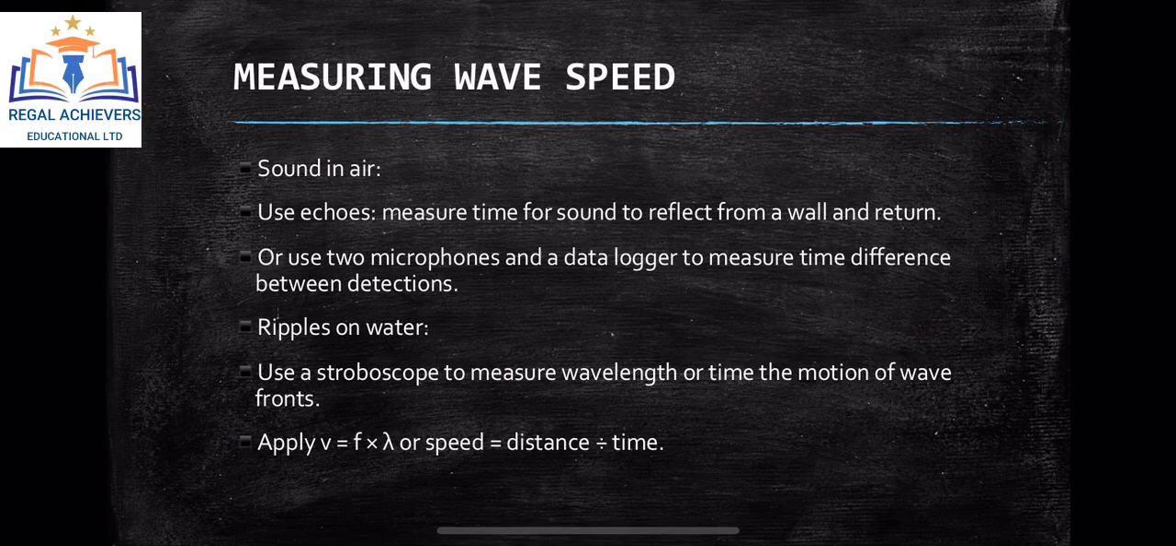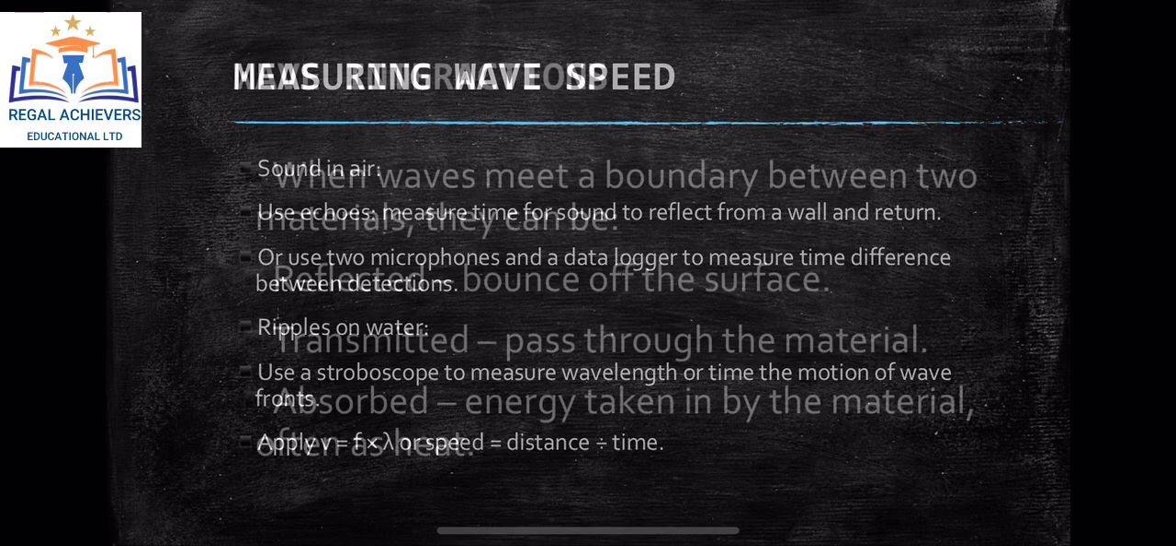Measuring wave speed. For sound, we can use echoes. It measures the time for sound to reflect from a wall and return. Or we can use two microphones and a data logger to measure the time difference between detections. Ripples on water is another typical example when we want to measure wave speed. You can use a stroboscope to measure wavelength or time the motion of a wave front. Then you can apply the formula v equals frequency multiplied by wavelength, or speed equals distance over time, to determine the speed.